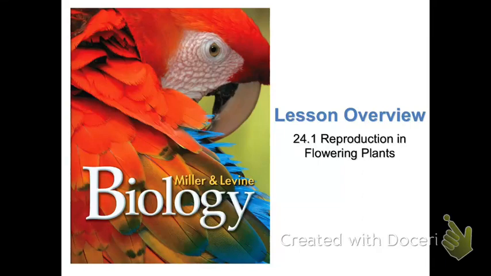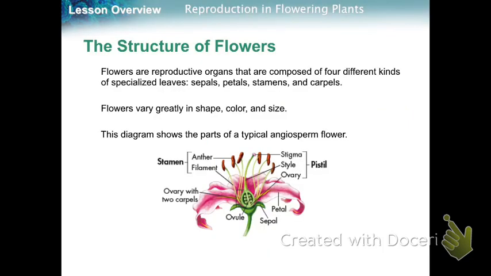24.1 here is about flowers and how they reproduce. The whole point of flowers, those are the reproductive structures of plants, and they also attract pollinators. So like I said, flowers are reproductive organs. They have 4 different kinds of specialized leaves: sepals, petals, stamens, and carpels.